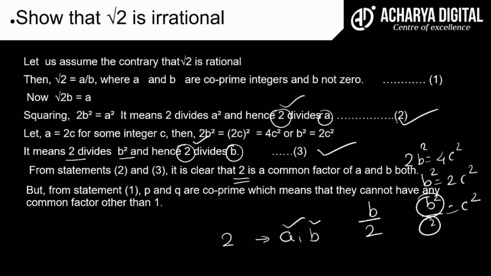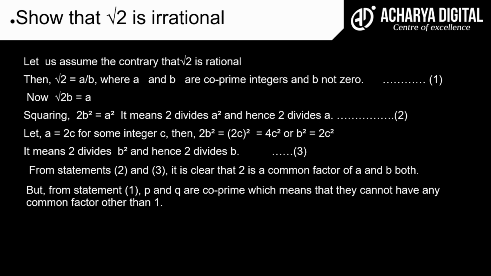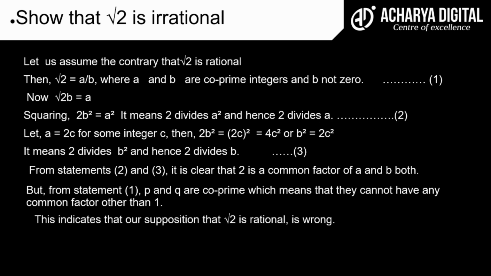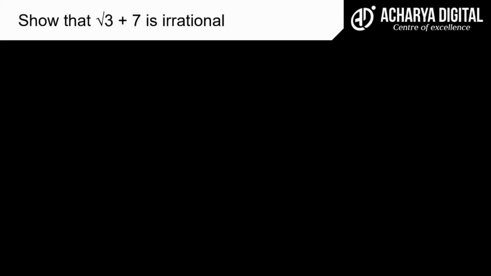That means our assumption that root 2 is rational is wrong. It can't be a rational number. That means it has to be an irrational number. Hence the proof. This indicates that our supposition or assumption that root 2 is rational is wrong. So root 2 is irrational. I hope you have understood how to prove root 2 is irrational, or root 3, root 5, root 7 as irrational. Same procedure is there for other numbers.